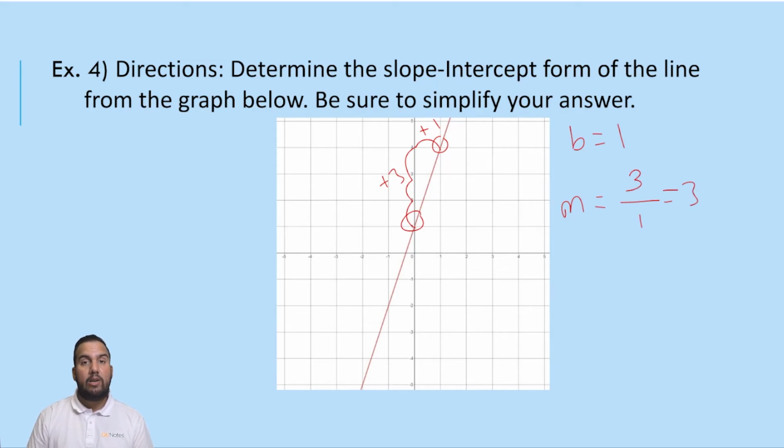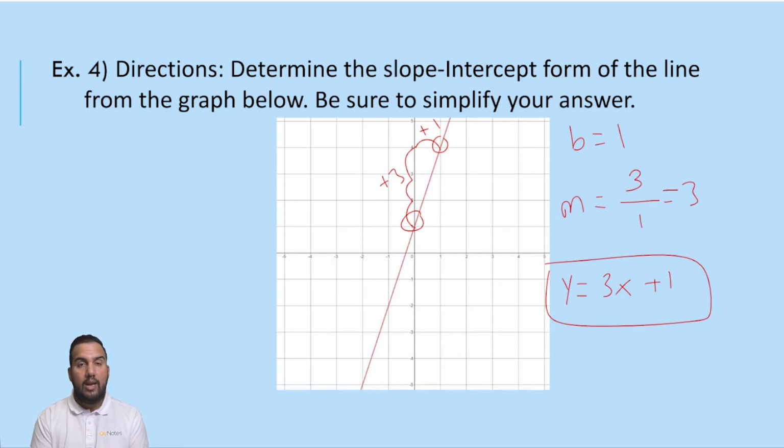So what does that mean? My final answer is going to be y equals mx, which is 3x. The y-intercept always goes at the end, which is positive 1. And that's my final answer. What does this mean? It means that I cross the y-axis at 1, and to find my other points, I go up 3 over 1. But you simply put 3 because 3 over 1 would look a little different than what we're used to. That's how you do it.